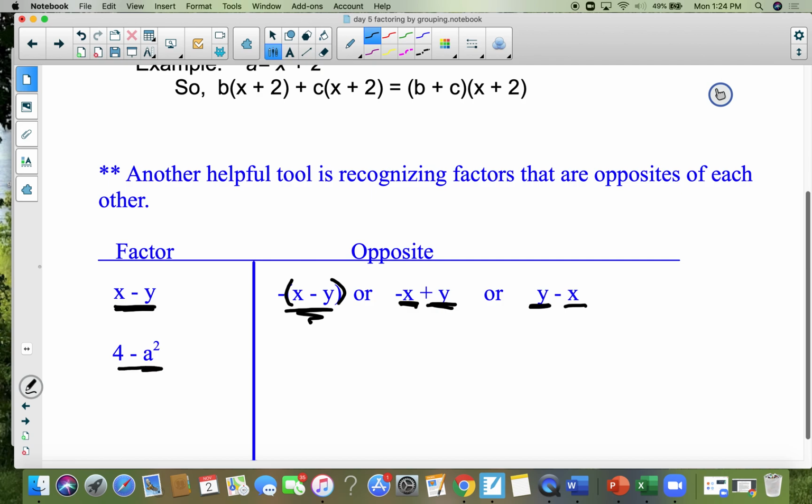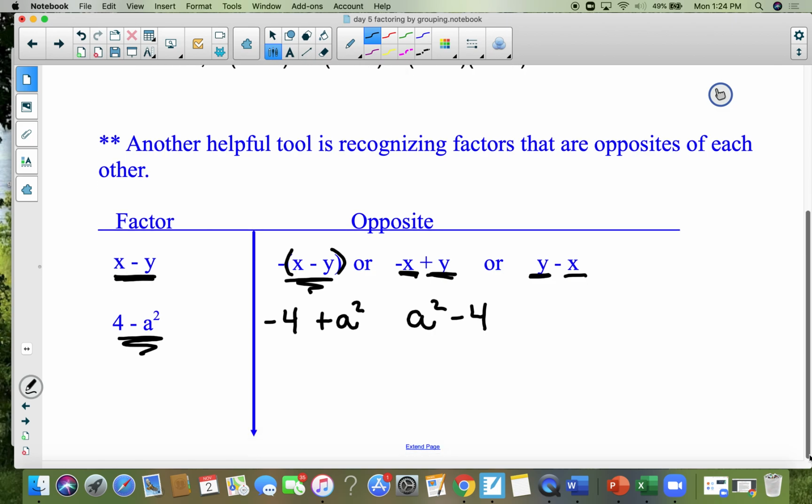So this one, what's the opposite of that? Negative 4 plus a squared. Or a squared minus 4. That's how you write the opposite of 4 minus a squared. And what happens when I'm getting into opposites is 3 divided by 3 in math is equal to 1. But when you divide by its opposite, it's a negative 1.